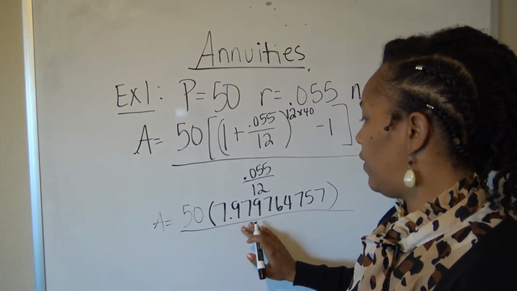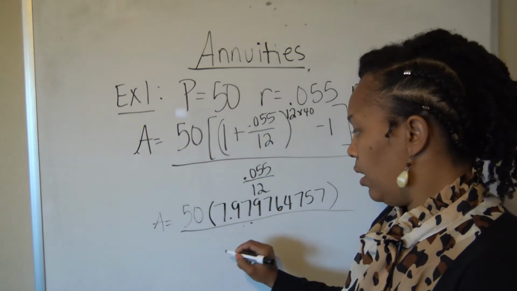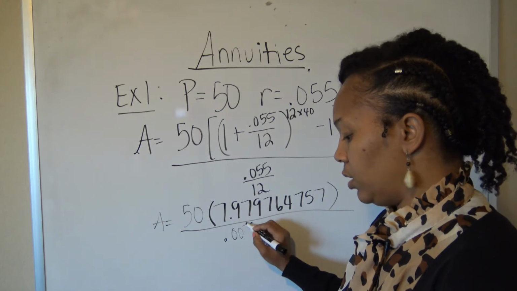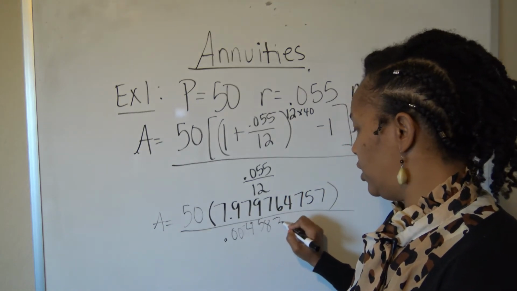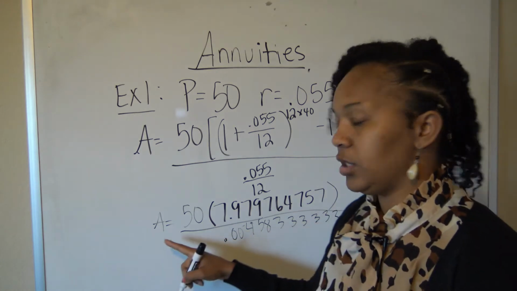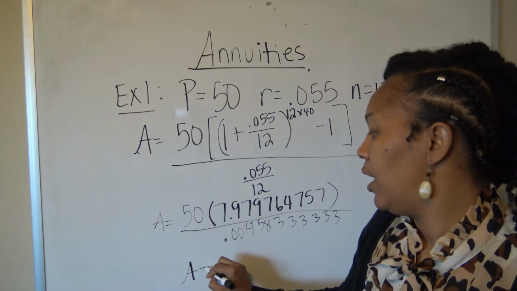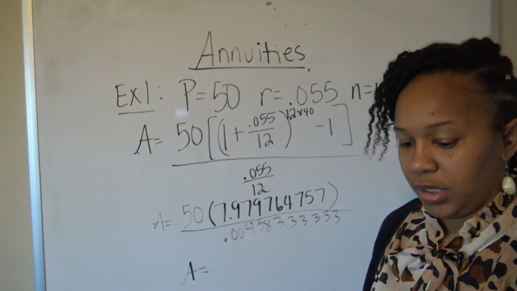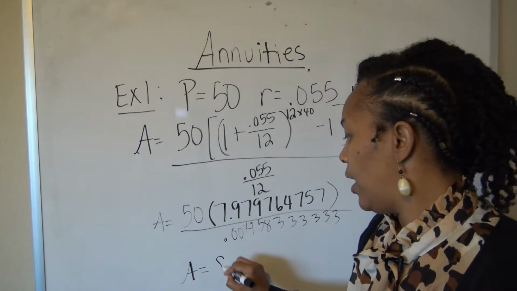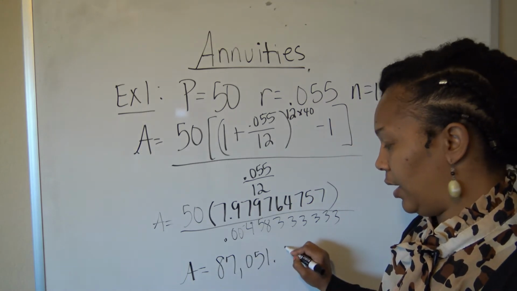So you can actually divide out 0.055 over 12 if you want to. But you get long digits also, 0.00458, and then 3s repeating. It just depends on how many digits your calculator will take it out. But when you calculate all of that, you end up getting that A is equal to 87,051 and 98 cents.